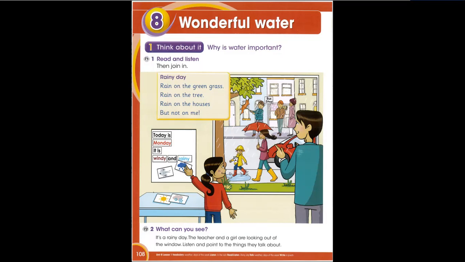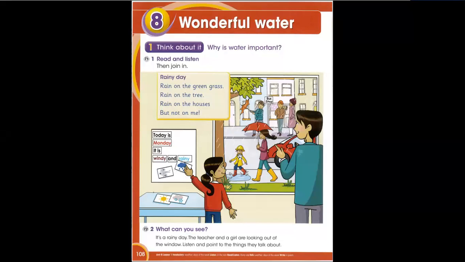Why not on me? Because the boy is wearing a raincoat. What is the boy wearing? This yellow. This is called a raincoat. What is it called, boys? It is called raincoat. Today is Monday. It is windy and rainy.